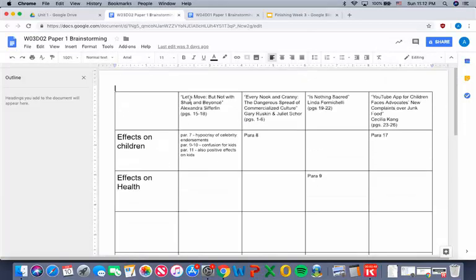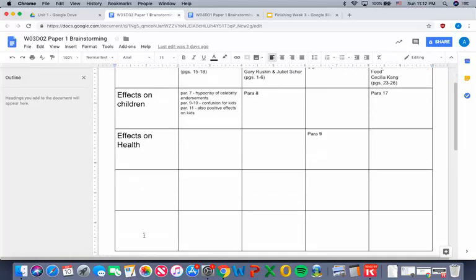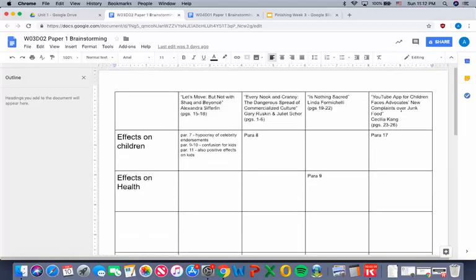It has the different possible topics here, and then it lists the 4 articles on the top. These are the 4 articles that we've read, and this is a possible topic. What has happened is that the reader has gone through, looked at all the different topics that emerge in the articles, and found that effects on children and effects on health are 2 themes that come up throughout one or more of the articles.